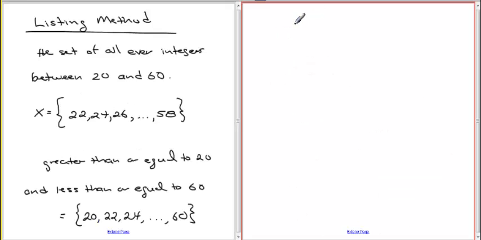Now, I might do something in this other notation, which says, so this is a listing method. This is a word description. And then you have this formalized set builder notation, which looks like this, and then it has a straight line. X is the negative integers.